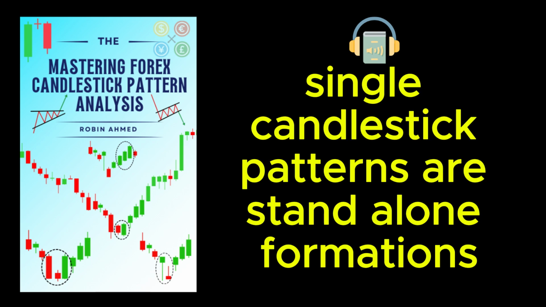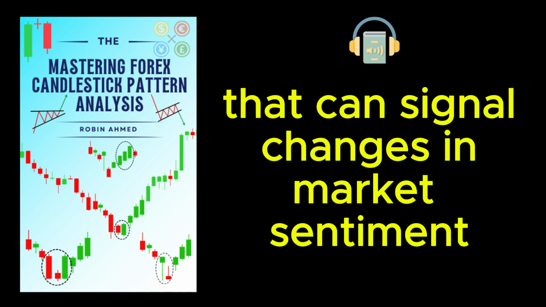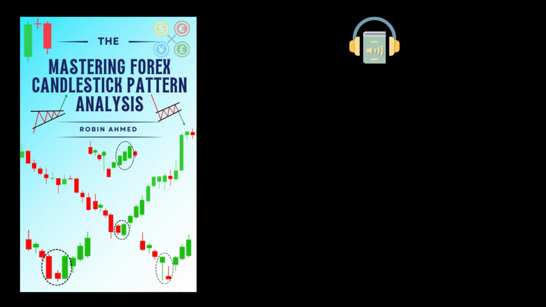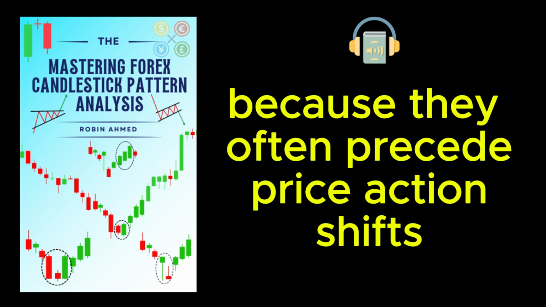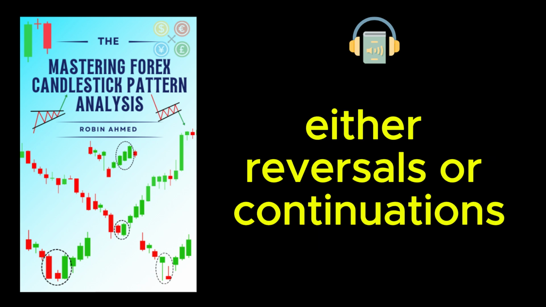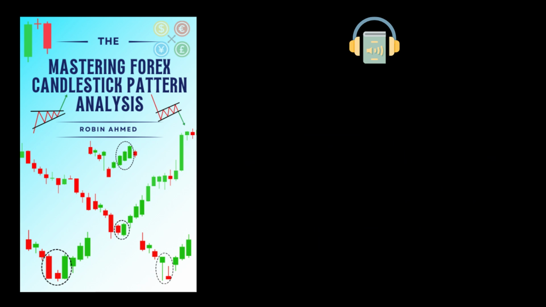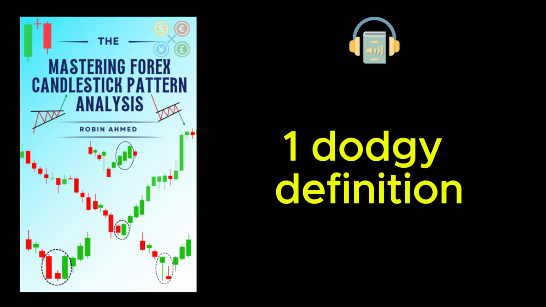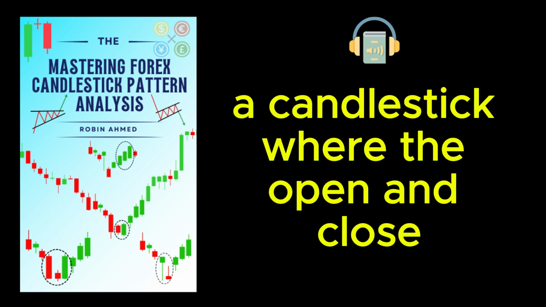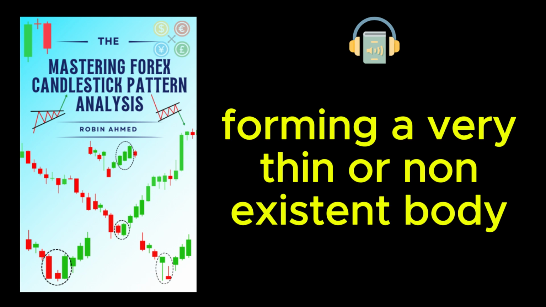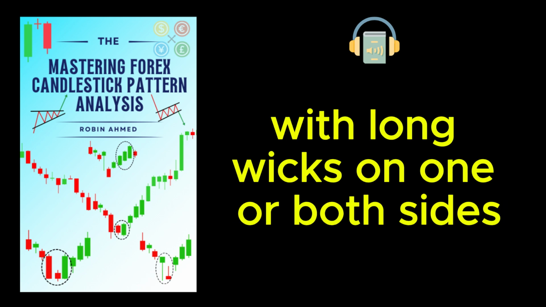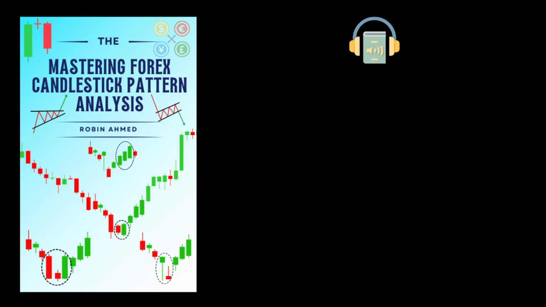Single candlestick patterns are standalone formations that can signal changes in market sentiment or confirm existing trends. These patterns are critical for traders to recognize because they often precede price action shifts, either reversals or continuations. 1. Doji. Definition: a candlestick where the open and close prices are virtually identical, forming a very thin or non-existent body with long wicks on one or both sides.